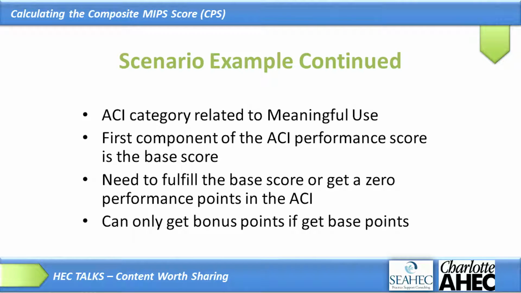Let's take a closer look at the category in question, the ACI category, which replaces meaningful use. To calculate the ACI category, we will look at the first component called the base score, for which eligible clinicians must report either yes for yes/no measures, or a numerator of at least 1 for numerator and denominator measures. For the base score, required measures are included in the following objectives: protect patient health information, electronic prescribing, patient electronic access, and health information exchange. He cannot meet the base score because he does not have a patient portal, and he needs to fulfill the base score or will get a 0 in the ACI category, which is the case here.